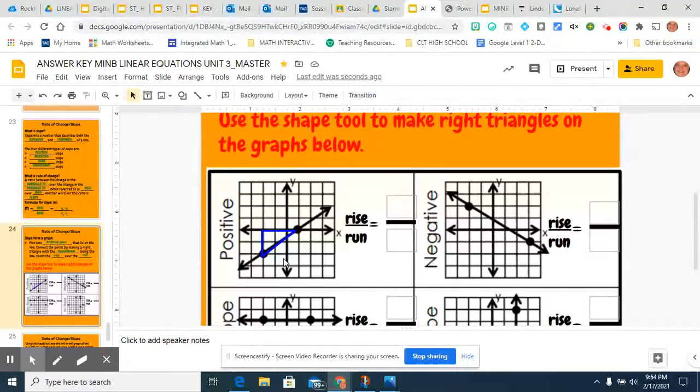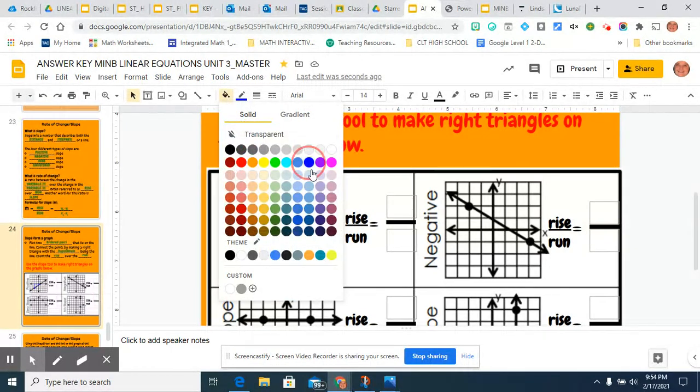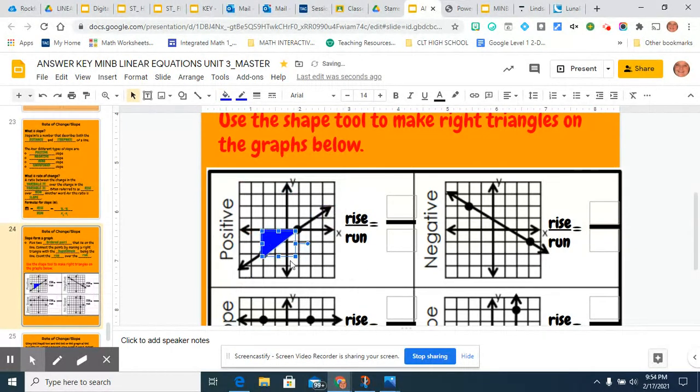So now you can see that just a little bit better. And actually, I'm going to fill that in so you can really see it. So between these 2 points, I can see that I'm going to have to go up 2. So my rise is going to be 2.